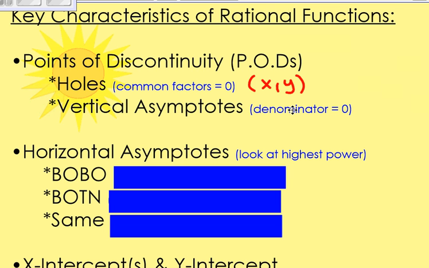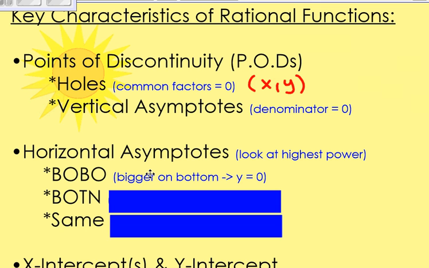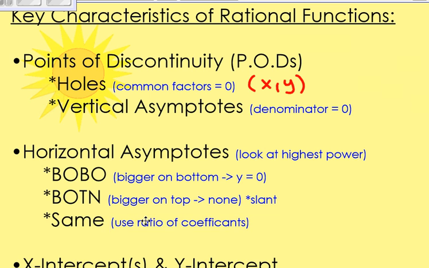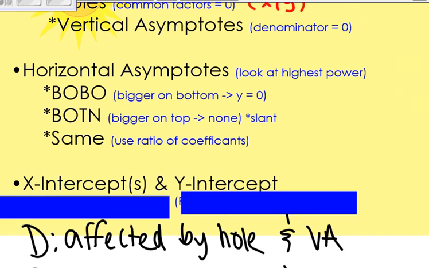Horizontal asymptotes, we're going to go back to the original problem, and we're going to look at the powers that are in front. If it is bigger on bottom, okay, so that's Bobo, bigger on bottom, y is going to equal 0. If it is bigger on top, then it's going to have no horizontal asymptote. It's actually going to have a slant. If the coefficients are the same, you're going to use the ratio of the coefficients.